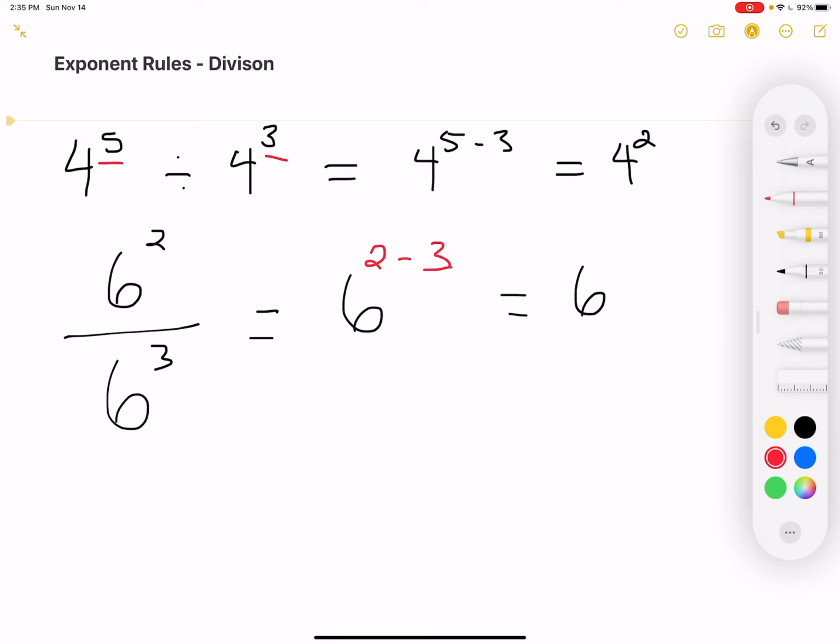What does that leave us with? It's going to actually leave us with a negative 1. Yes, we can write exponents as negatives. Something that we may not have talked about yet is that if we have a negative exponent, we can make this positive by flipping it. When I say flip, if I wrote 1 over 6 to the 1, this is the same as 6 to the negative 1.